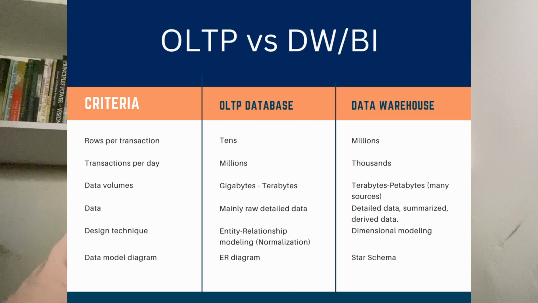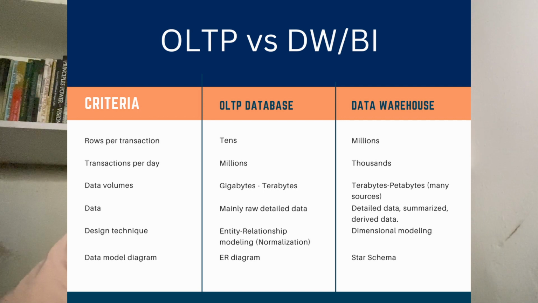All right, so for rows per transaction for databases, they're just in the tens. Usually a user will not have more than a few rows of transactions. But for a data warehouse, you have millions of rows per transaction, and then transactions per day for OLTP could be millions, whereas for data warehouse they would be in thousands or even less. In data volumes, databases are usually around gigabytes and terabytes, whereas for data warehouse you have terabytes and petabytes of data, because they have come from several different sources.